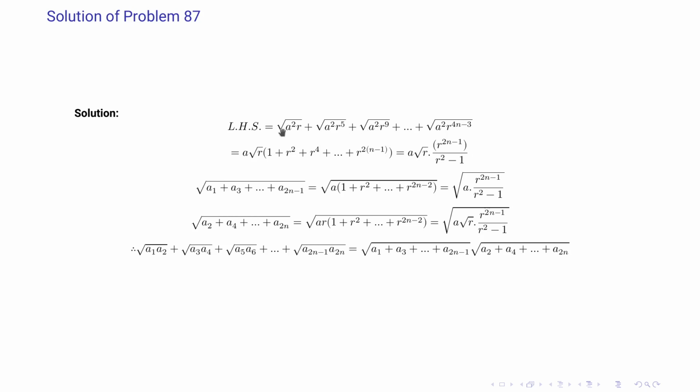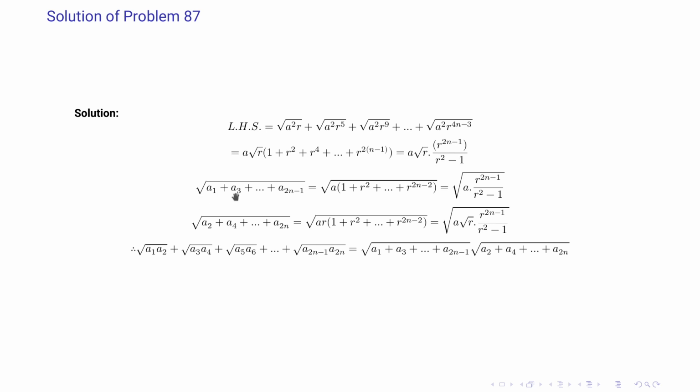Now we take a outside and square root of r outside. So what is inside the brackets is a geometric progression with common ratio r square. So this becomes a square root of r into (r^(2n) minus 1) divided by r square minus 1. This should be minus 1 over here, not in the power.